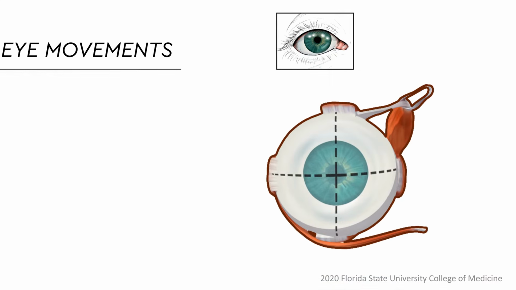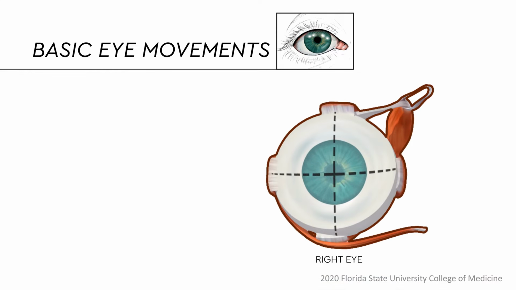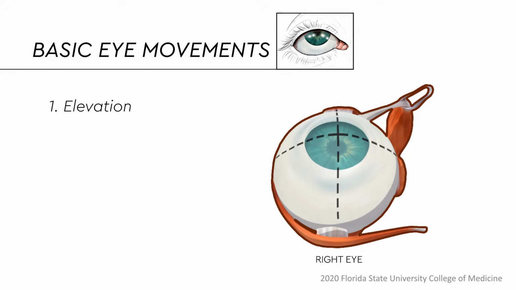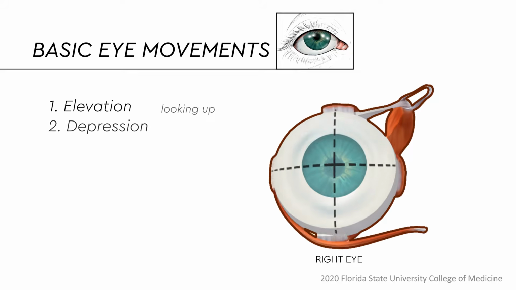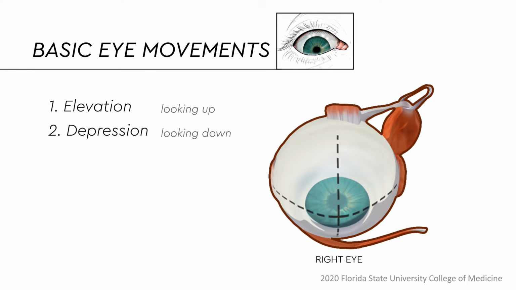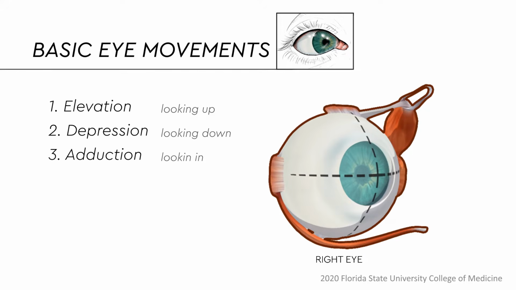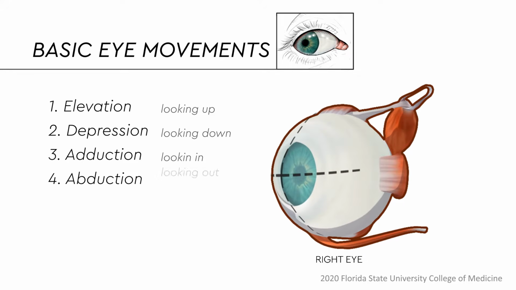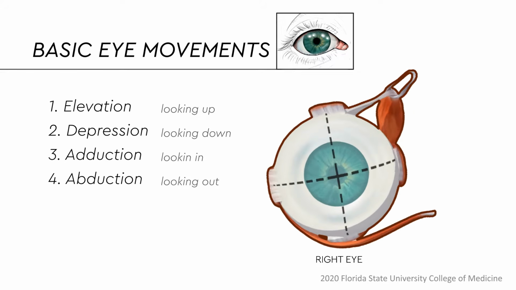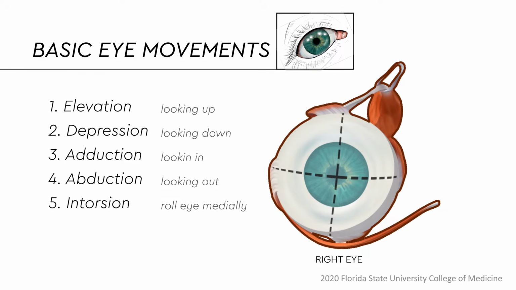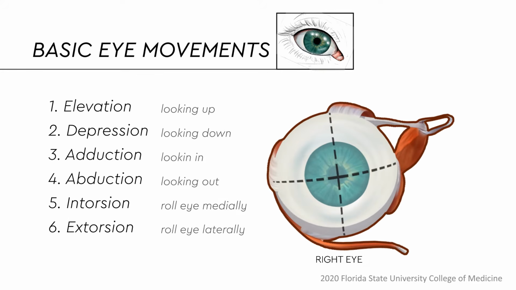Now let us consider the 6 basic movements that the eyeball is capable of: elevation, or looking up; depression, or looking down; adduction, looking in; abduction, or looking out; intorsion, rolling the top of the eye medially towards the nose; and extorsion, rolling the top of the eye laterally away from the nose.